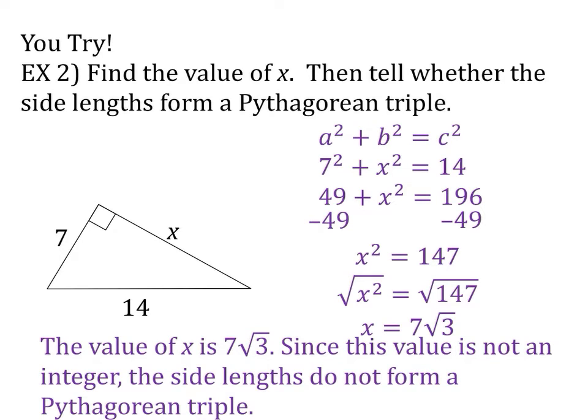All right, see how you did? Did you get x equals 7 times the square root of 3? Since this value is not an integer, the side lengths do not form a Pythagorean triple.